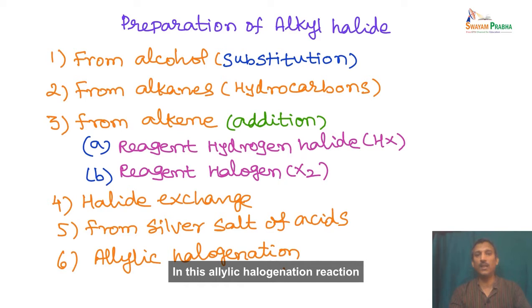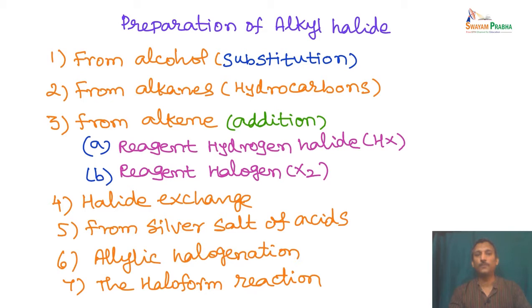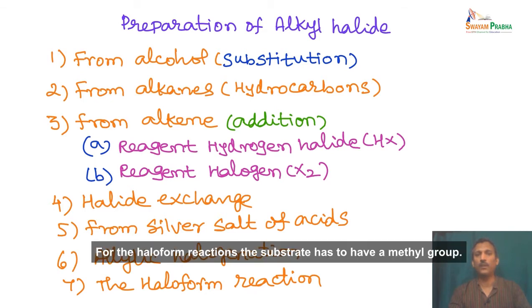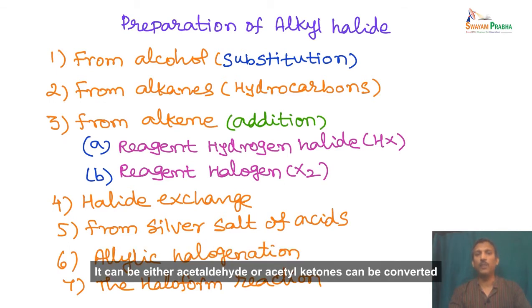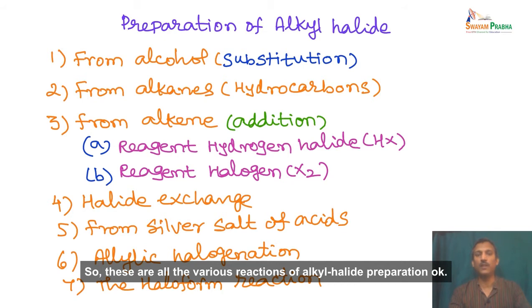In this allylic halogenation reaction, we will be using basically N-bromosuccinimide as the reagent for the allylic bromination. And the last one is the haloform reactions. For the haloform reactions, the substrate has to have a methyl group. It can be either acetaldehyde or acetyl ketones, which can be converted into haloforms by this particular reaction. So these are all the various reactions of alkyl halide preparation.